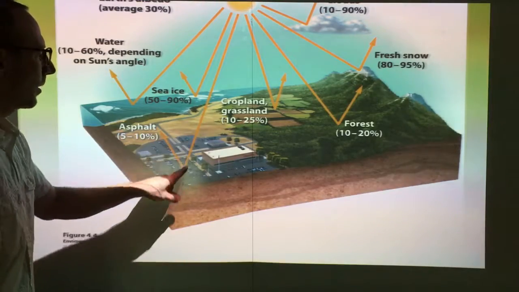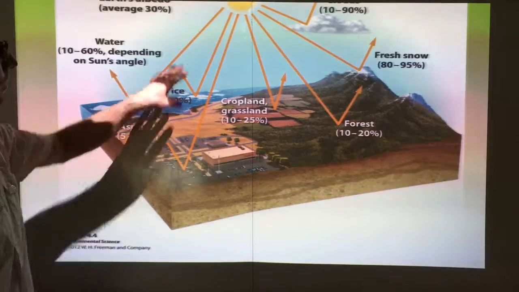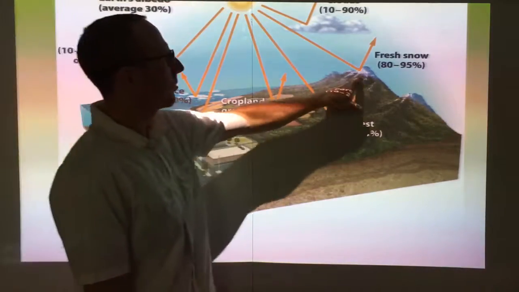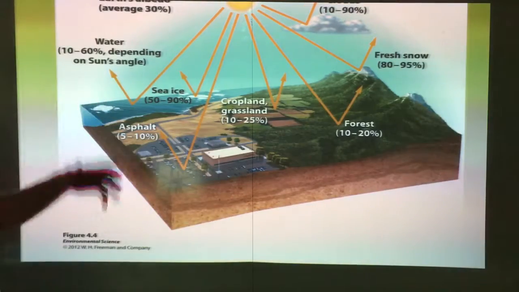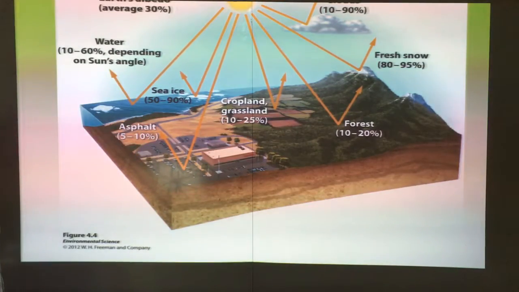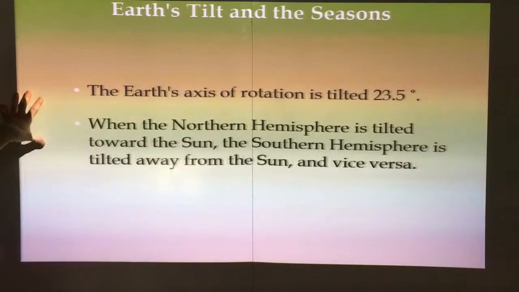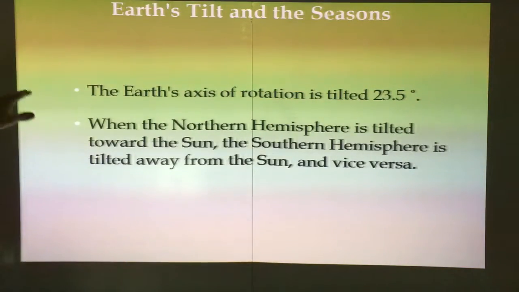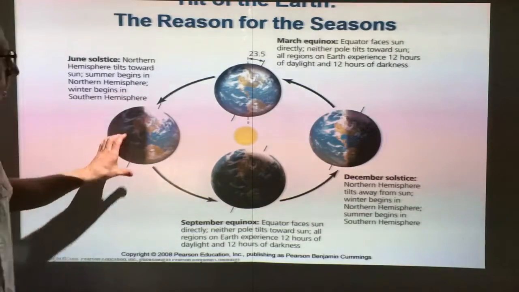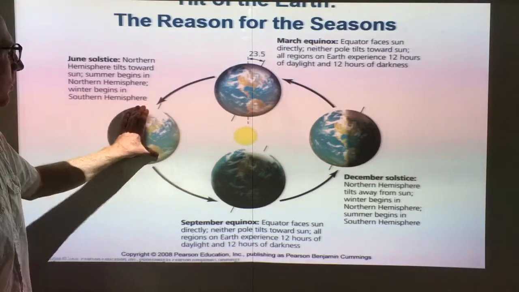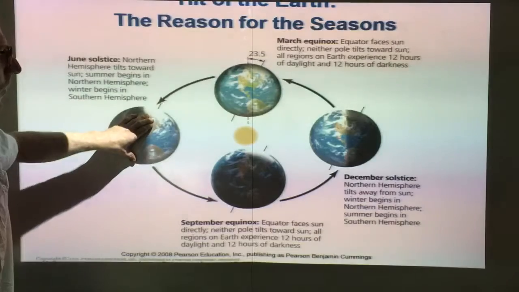Some things absorb a lot of UV radiation and solar radiation, and some things reflect a lot. So albedo is the percentage of reflection of solar sunlight. Okay. So the Earth's tilt and the seasons. The reason for the seasons is literally the tilt of the Earth. So if we're looking at this, as the Earth is tilted, it's not perfectly straight, it's tilted, and it goes around in a circle.